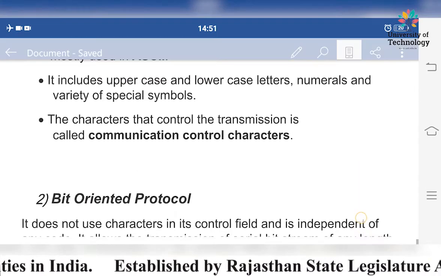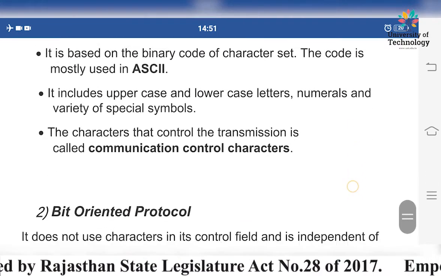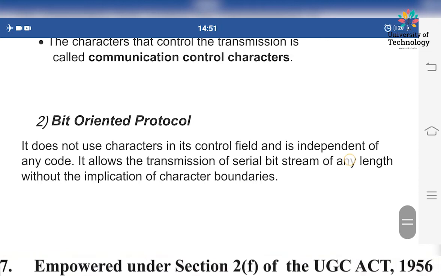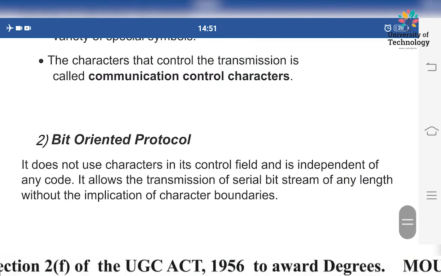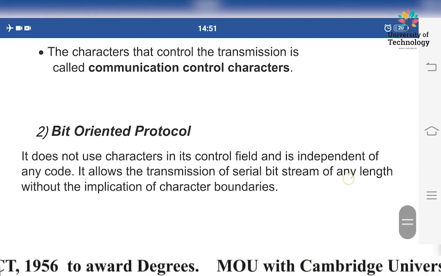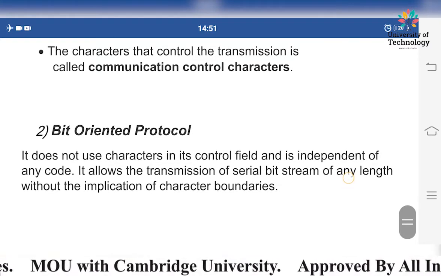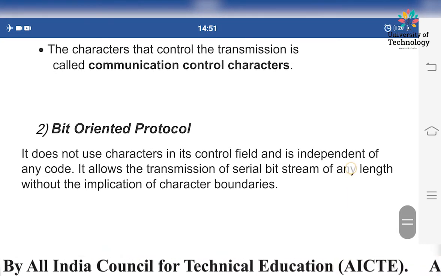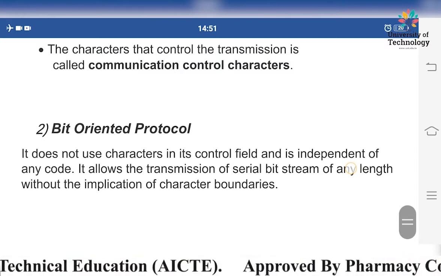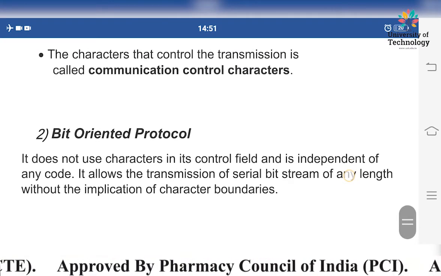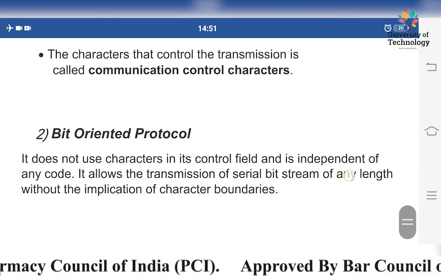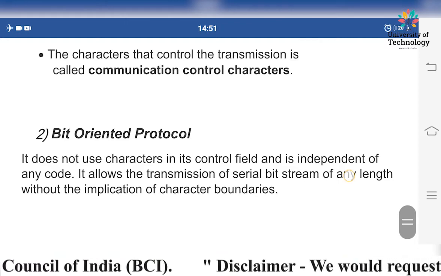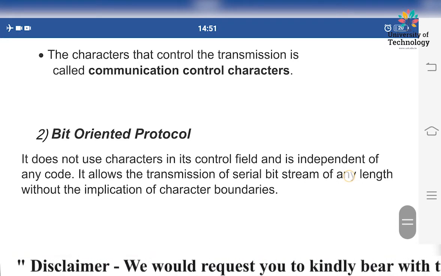Now, after discussing the character-oriented protocol, the second category of protocol is the bit-oriented protocol. Let's discuss this. In case of a bit-oriented protocol, it does not use characters in its control field and is independent of any code. First, it does not use characters; characters are not allowed in it. Second, they are code free, meaning they are independent of any code. They don't use any type of code in it.